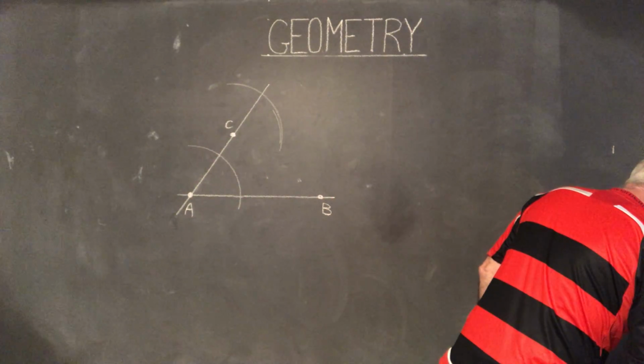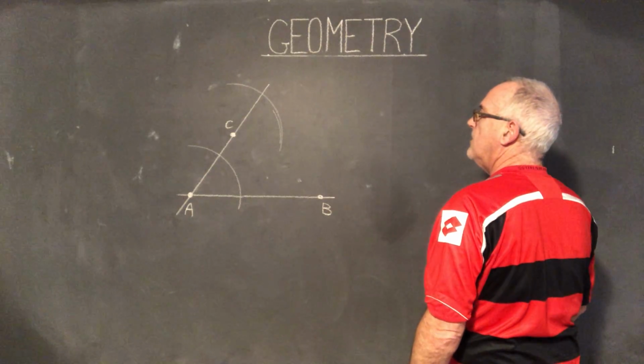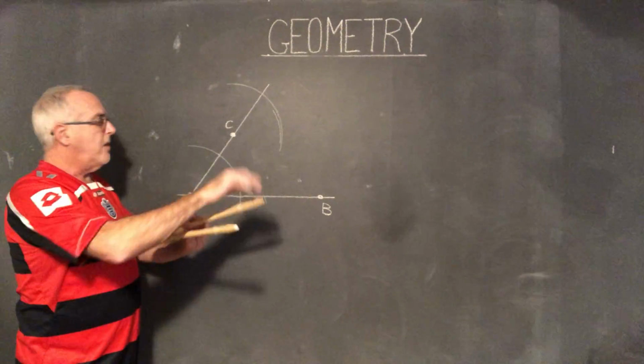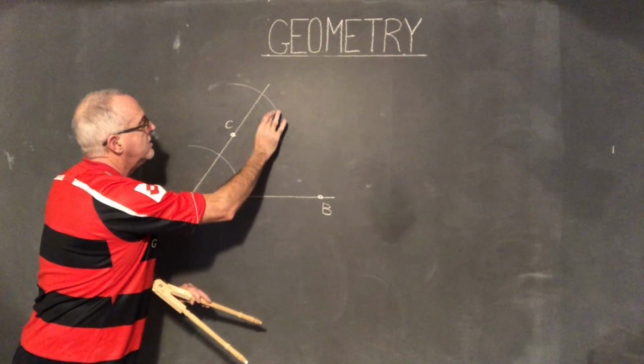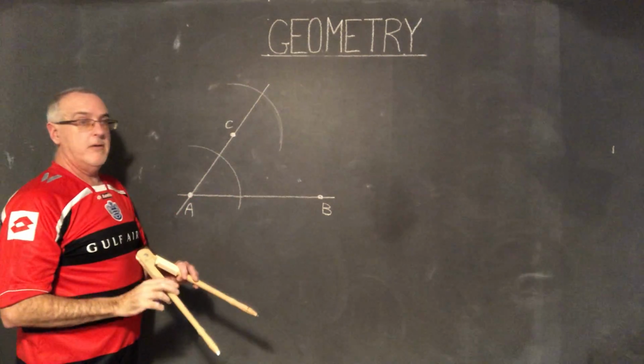Look here. Yeah, that's what I did wrong. I was putting my little rubber thing on C. I don't want it on C, so I'm going to erase that little arc I just started drawing. We'll pretend it never happened.